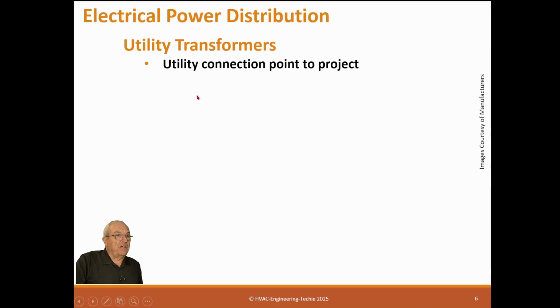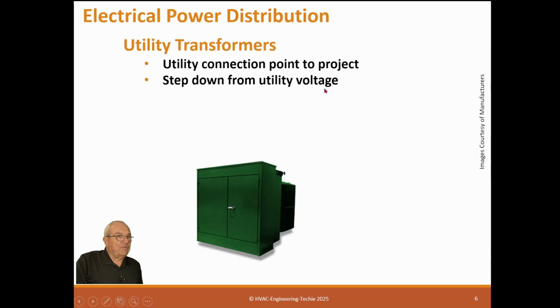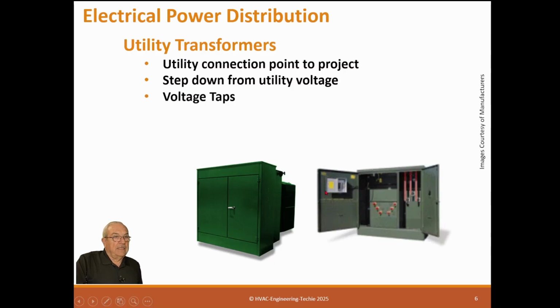So utility transformers, utility connection point to the project. So it's a step down from utility voltage. Utility will be high voltage. It'll come into a utility transformer, step down to the voltage you're going to distribute through the building. They can have taps on them, like this has voltage taps, that allows you to connect to raise or lower the voltage in the transformer. Not you, but the utility can do that.